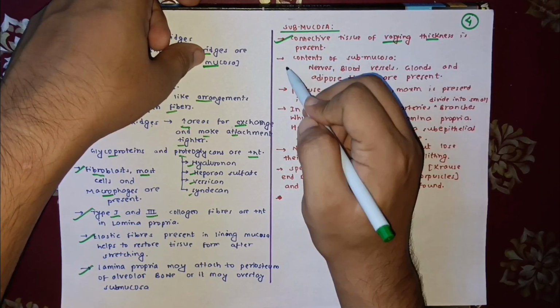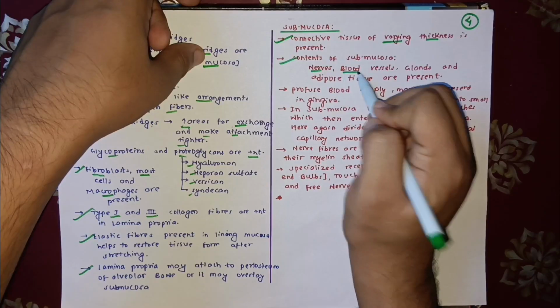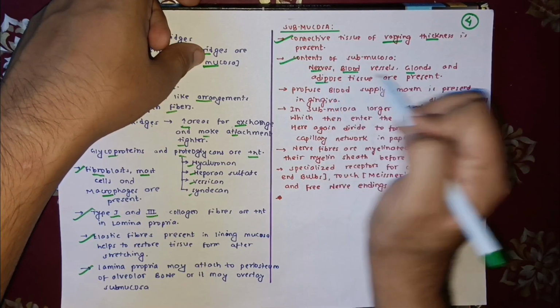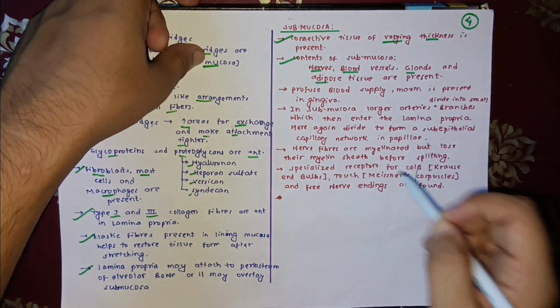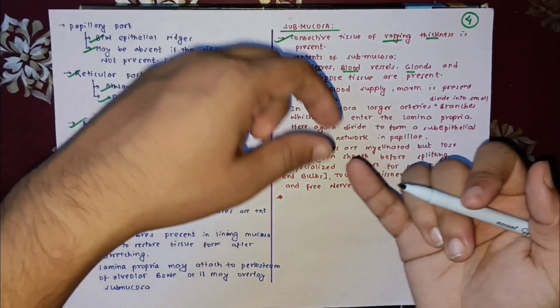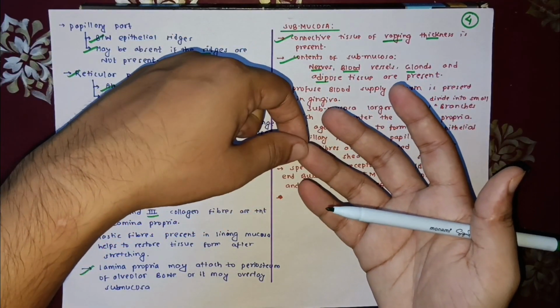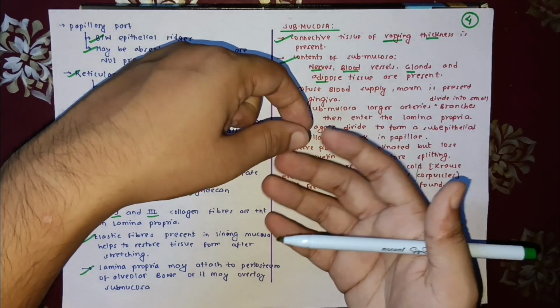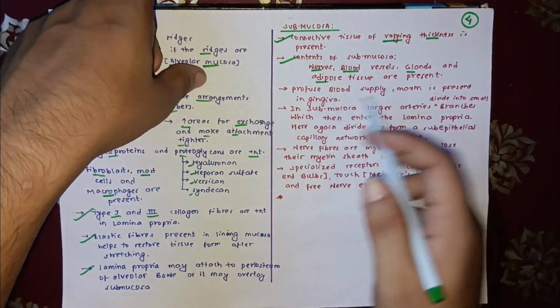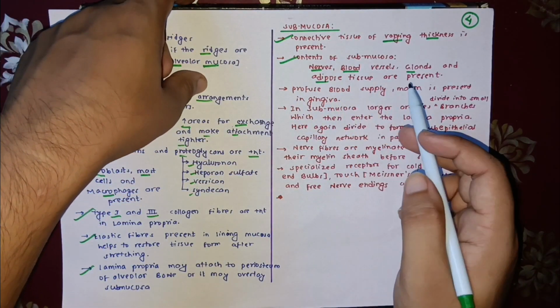After that, the contents of the submucosa: nerves, blood vessels, glands and adipose tissue are present in this submucosa. This is important. So we have four important components of the submucosa: one is nerve, another is blood vessel, another is gland, another is adipose tissue. Those are the contents of the submucosa.